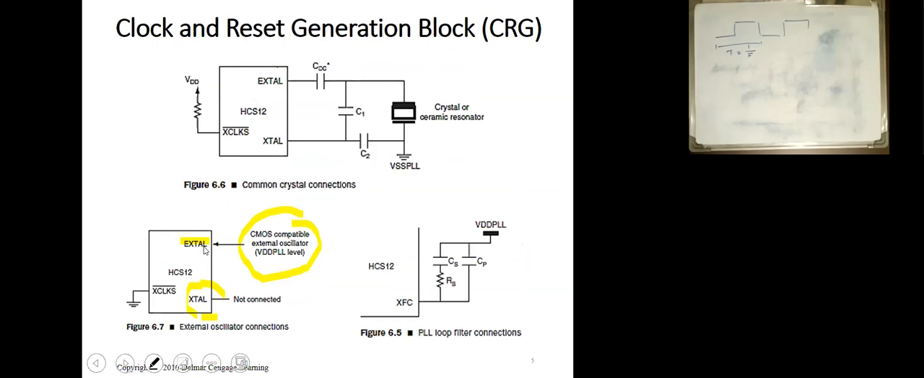And as I said, we will not work with this because the microcontroller is already on the board and connected to a crystal oscillator. But this is just in case. It just shows how to tell the microcontroller that the incoming signal to this pin is a square wave, not a sine wave.